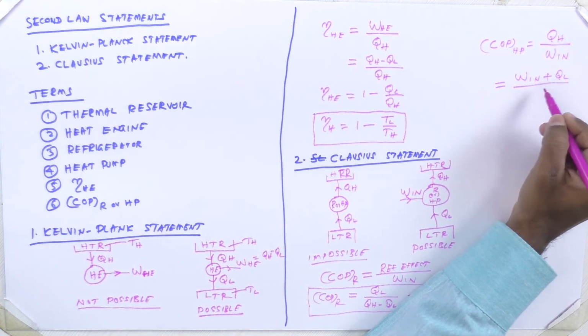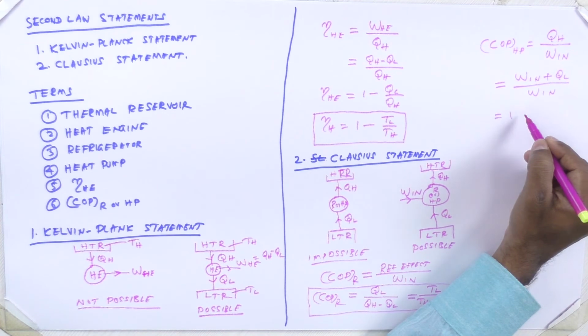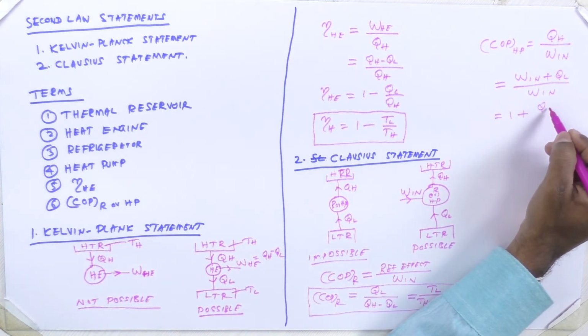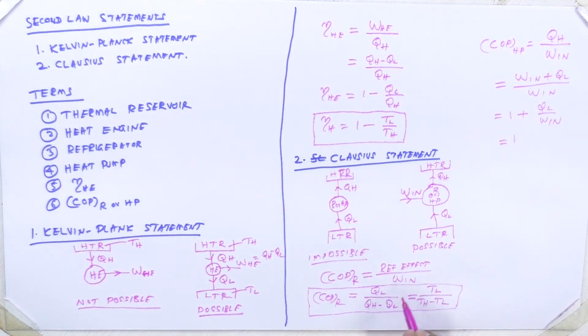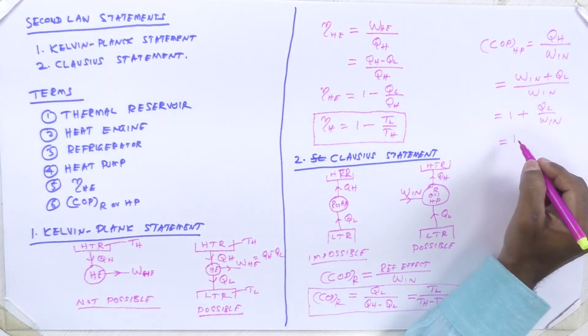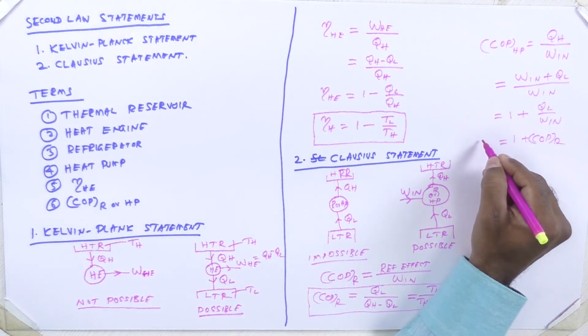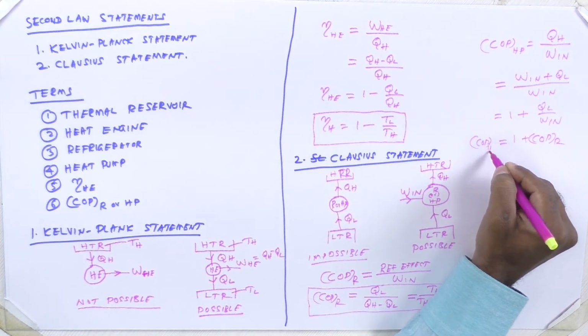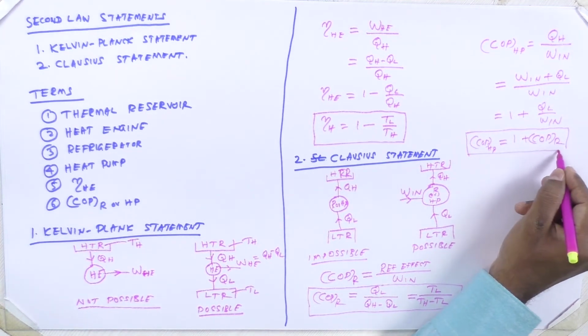Similarly, here this is WN. So we can write 1 plus QL by WN. QL by WN is nothing but the COP of the refrigerator. So COP of the heat pump is given as 1 plus COP of the refrigerator. This is the one formula we are getting.